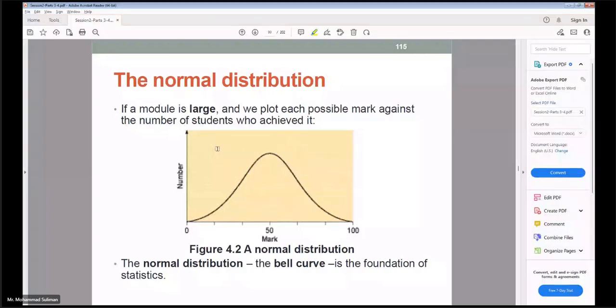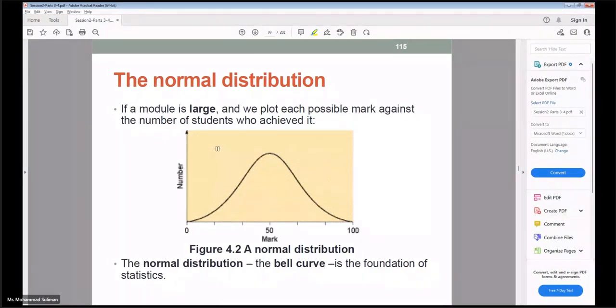As you see, it means that there are poor students, there are average students, and there are very good students. This should be analyzed in this fashion. The normal distribution will be in this form.